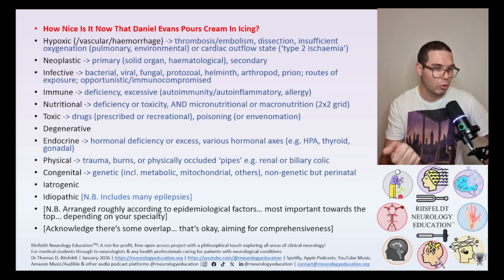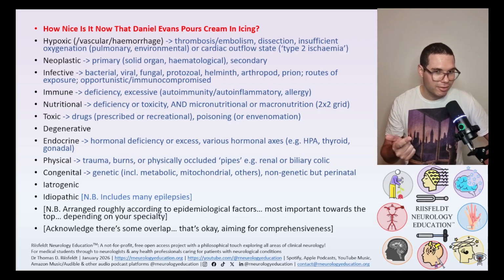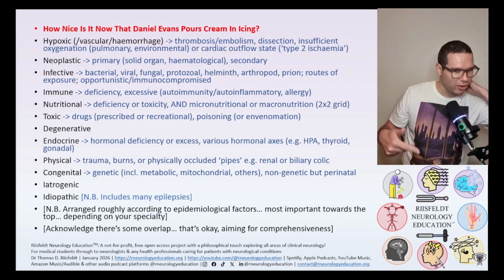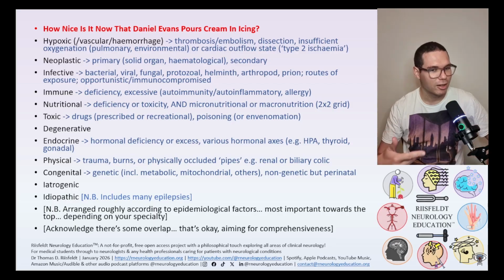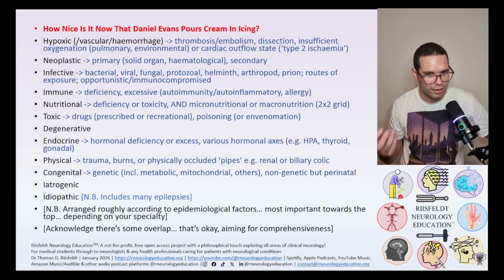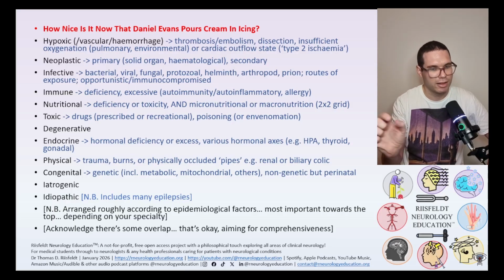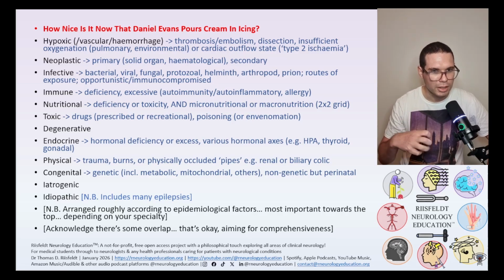So firstly, you have trauma, which the orthopods are going to be interested in. Burns, and then also I had to squeeze this one in somewhere. So physically occluded pipes, and what I mean there is renal colic or biliary colic. So if you have nephrolithiasis or cholelithiasis or choledocholithiasis, so you've got a stone that's blocking a ureter or a gallbladder or a common bile duct, then I've put that in the physical category. You're physically blocking an internal structure.